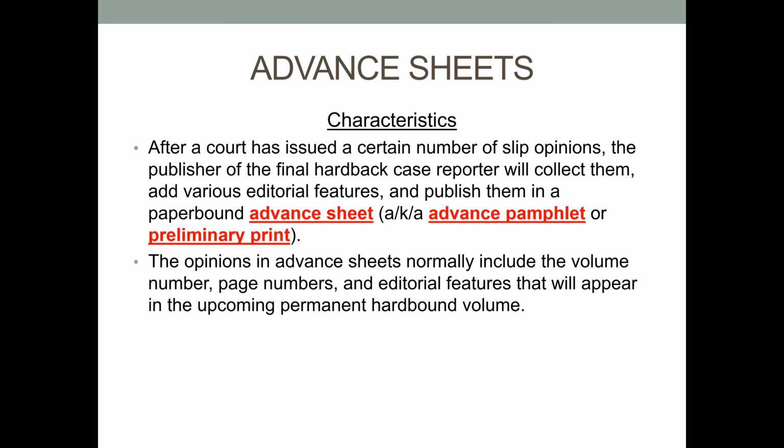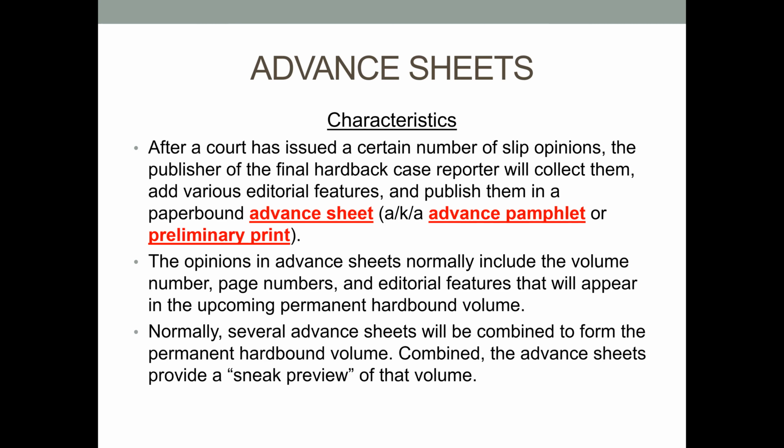And normally, by this stage, the advance sheets will contain and state the ultimate volume number, page numbers, and other editorial features that will ultimately appear in the permanent hardbound volume of the reporter. Now, it usually takes several advance sheets combined to ultimately form one hardback volume of the permanent reporter. So in essence, these advance sheets are giving you a sneak preview of what you're going to see in the hardback final volume.